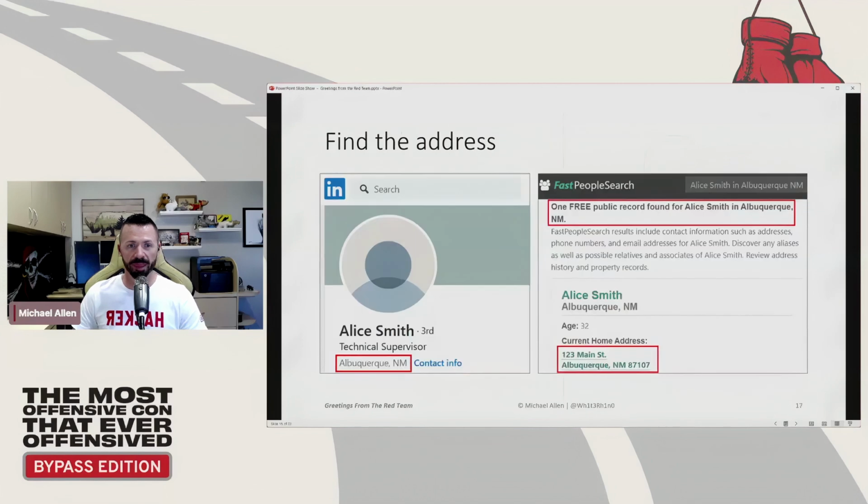Now you might be wondering, well, how did we get the address to send them the postcard in the first place? Well, that's actually really easy to do.